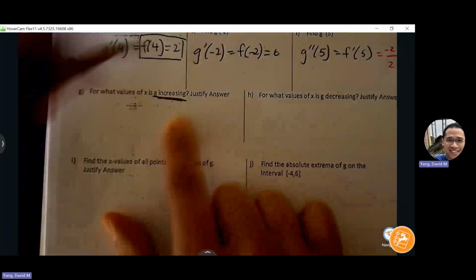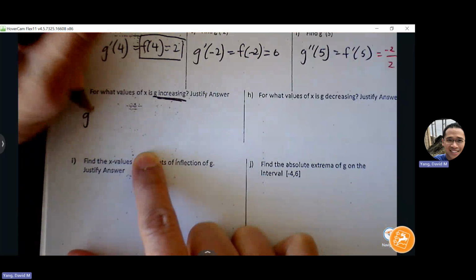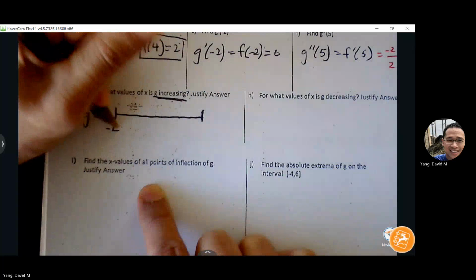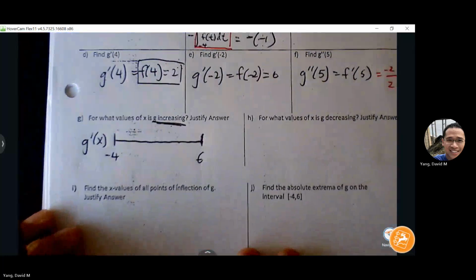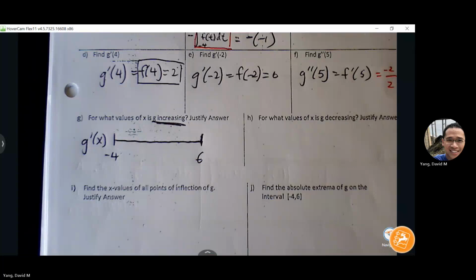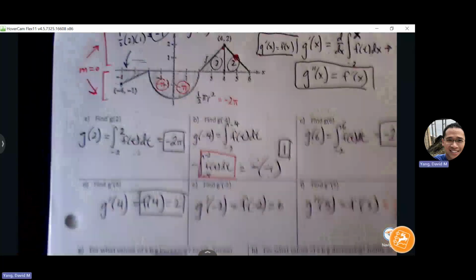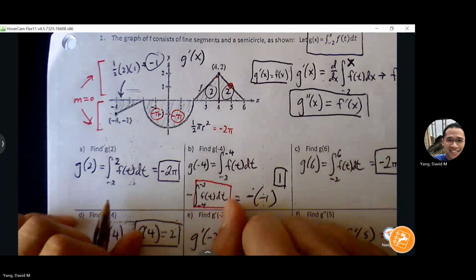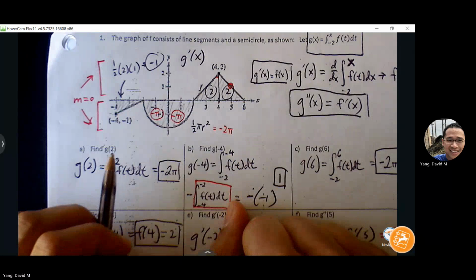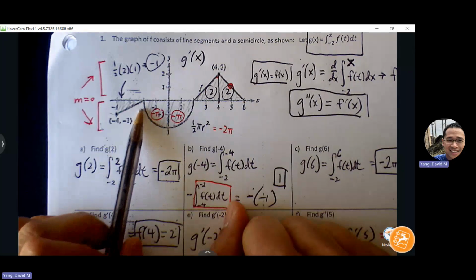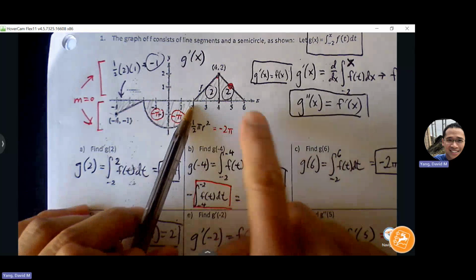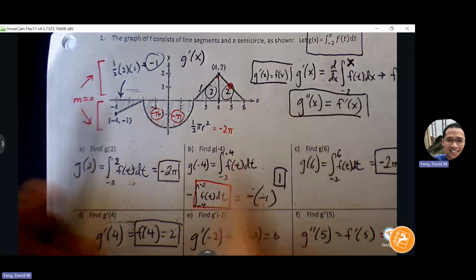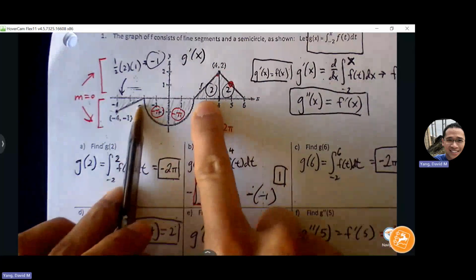Okay, for what values is G increasing? Let's create our slope sign line. What are my critical points going to be if this is my derivative graph? -2 and 2, right? I mean, we already have 6 involved, so just -2 and 2, just the x-intercepts, right?